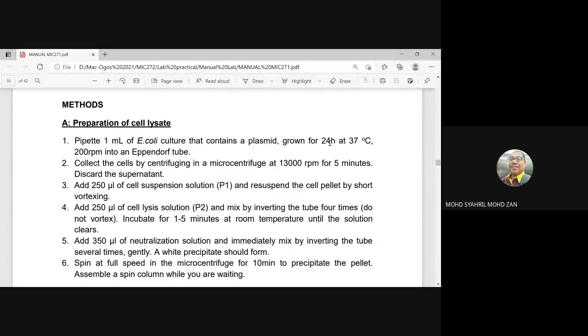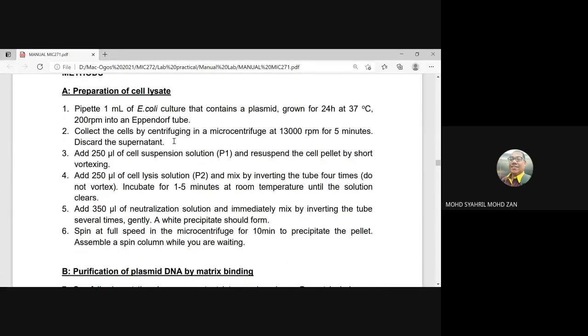Grown for 24 hours at 37 degrees Celsius, 200 RPM, into the Eppendorf tubes. Collect the cells by centrifuging in a microcentrifuge at 13,000 RPM for 5 minutes. This represents the speed for the microcentrifuge. Then you have to discard the supernatant. In protocol number 2, when you spin, you will get the pellet.